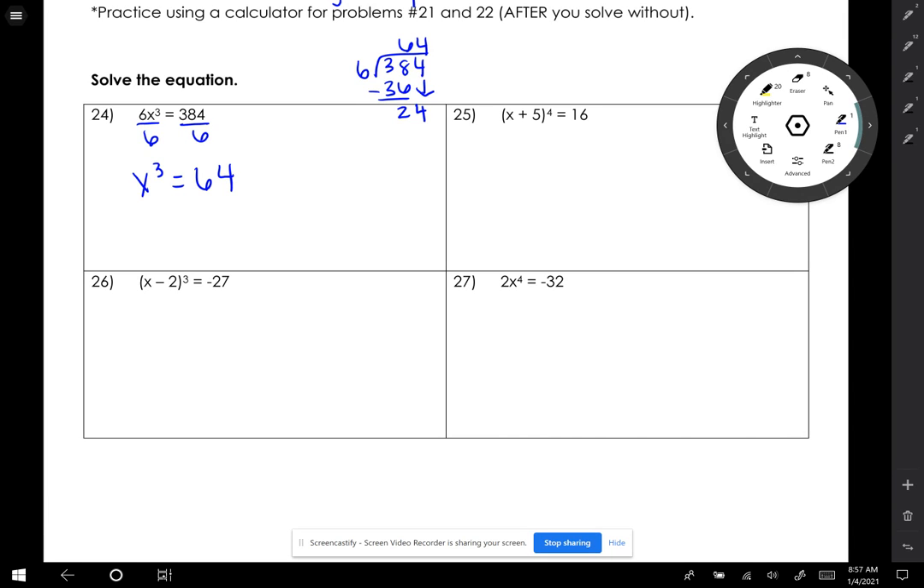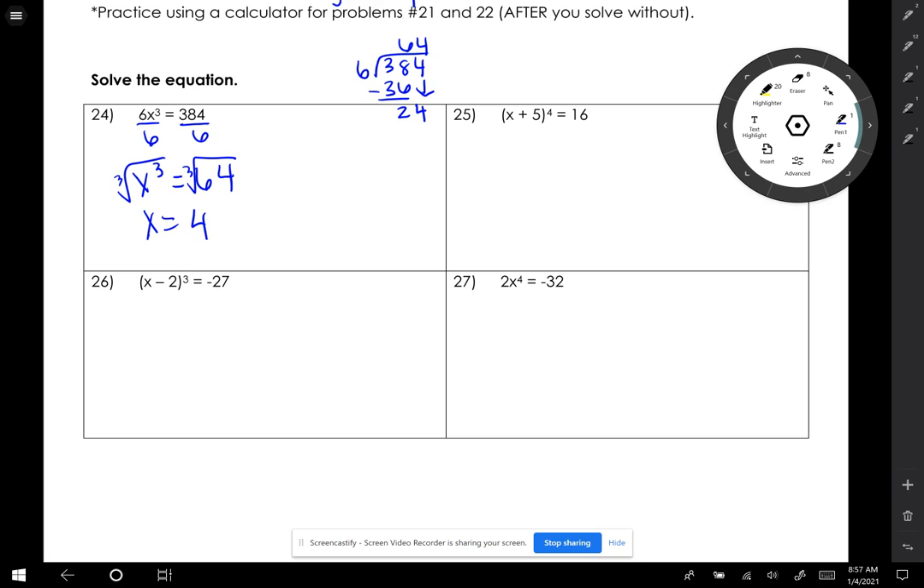From there, I want to get rid of the cube, so I'm going to take the cubed root of both sides. The cubed root of x cubed is x. The cubed root of 64 is 4. So your final answer is x equals 4. You can always plug these answers in to make sure you did the problem right. So you can plug them into the original problem and simplify.